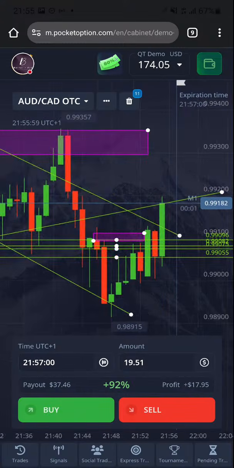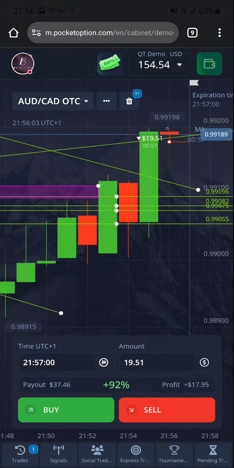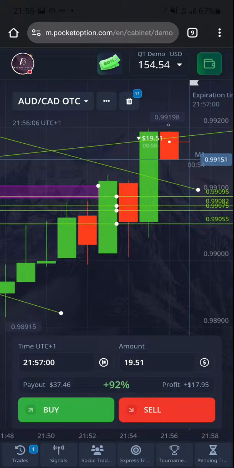Oh, come on. I want to take this trade above this round number. You know what? Let's take this trade. Oh, that entry was bad. I wanted to enter up here.